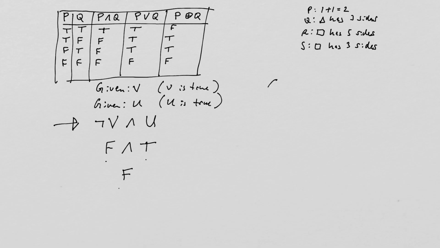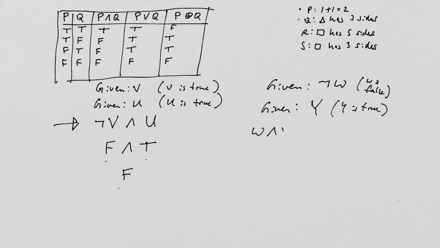Here's another example. You could also be given other information. These P's and Q's are not related to these ones. In fact, I'll use different letters, I'll say W and Y. Given that not W, that's a fancy way of saying that not W is true. That's a fancy way of saying that W is false. And also given, let's say, Y, which is that Y is true. So now I can ask questions about these things, like, what is W or Y?